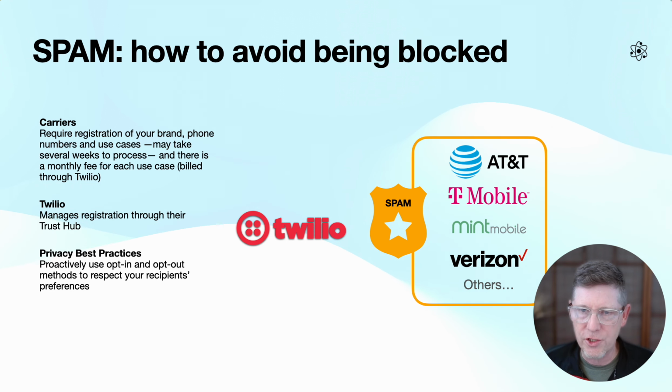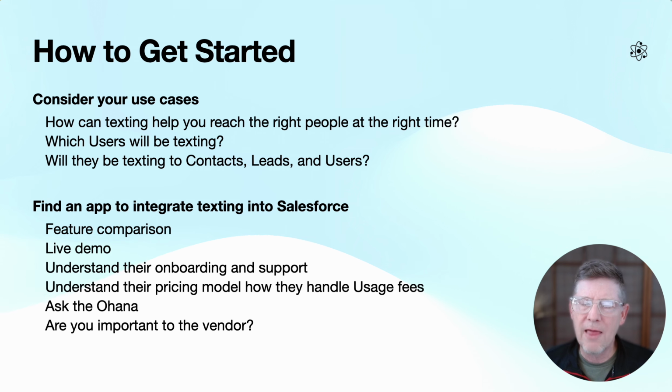So now that we've covered the basics, let's talk about how to get started. You want to start by considering your use cases. How can texting help you reach the right people at the right time? In order to do that, which of your users will be texting? And will that be one-to-one or blasts? Will they be texting to contacts, leads, users?